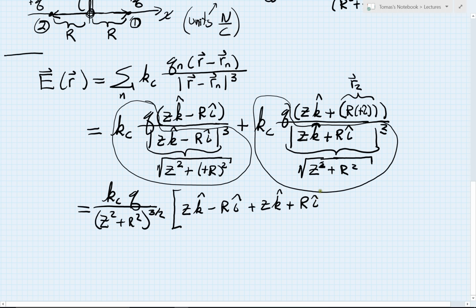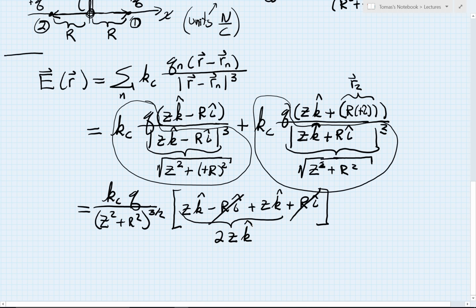And I may close my parentheses. And now we see we have even further simplifications we can make. Something very nice is happening here. Notice that my minus r i hat cancels my plus r i hat. So these two terms will cancel. And then the other two terms that are left are identical. I'm adding the same thing to itself. So when I add those, I just get twice either term, 2z times k hat.